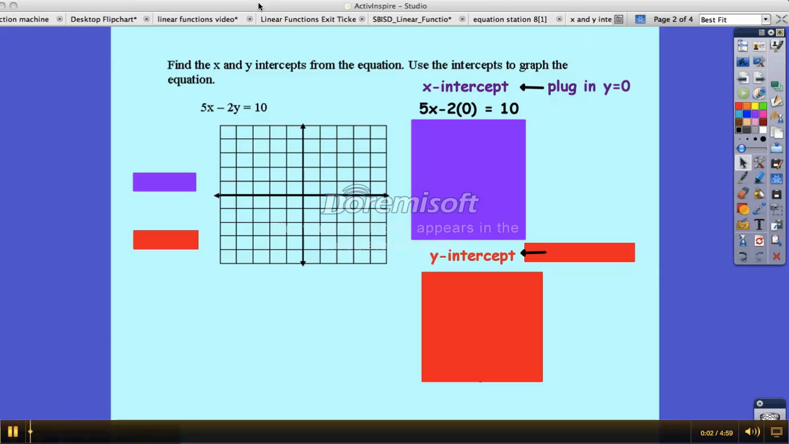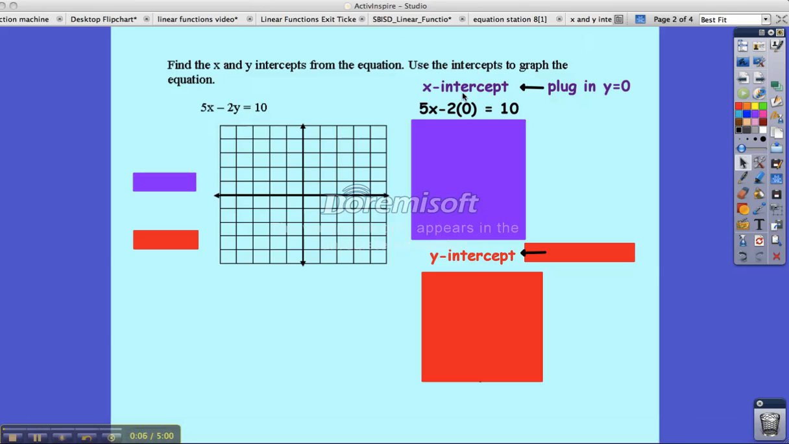Okay, so remember on the last video we were finding the x and y intercept from the equation. We said to find the x-intercept, all we have to do is plug in y equals 0 into the equation, because that'll tell me what x is equal to when I'm crossing the x-axis, when y is equal to 0. So we plugged in 5 times x minus 2 times 0 for y equals 10.